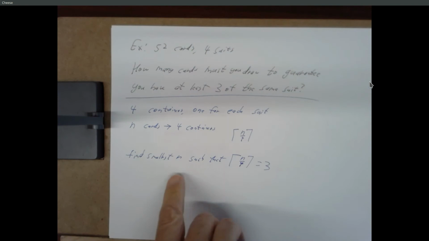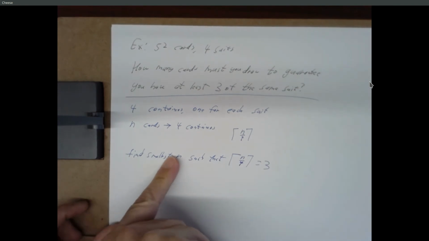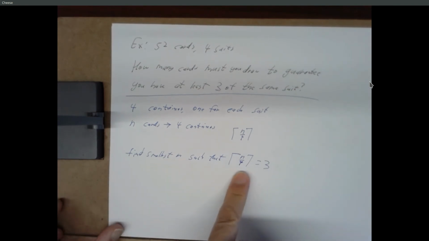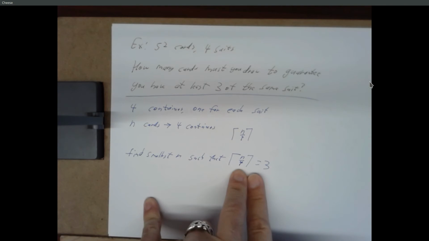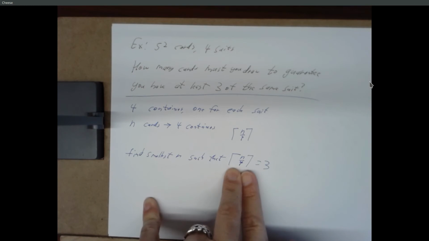And then if you pick fewer than n, we know that ceiling n over 4 is going to be less than 3, which means it's possible that your containers will have 2 or fewer objects in them. So if you find the smallest n such that this is equal to 3, that's the first n for which you're guaranteed at least some container has at least 3 objects. In other words, you've got 3 of the same suit.